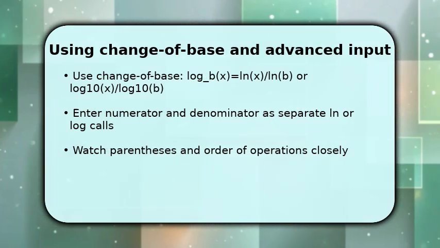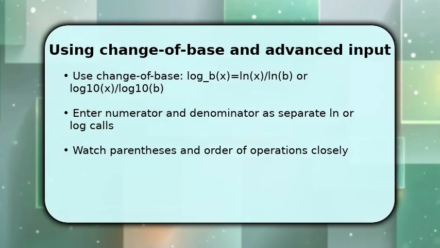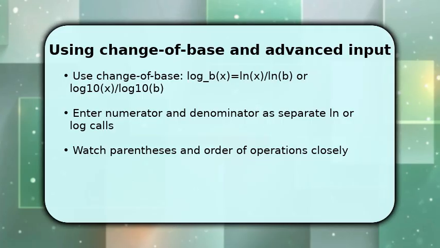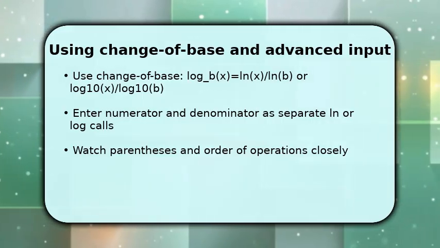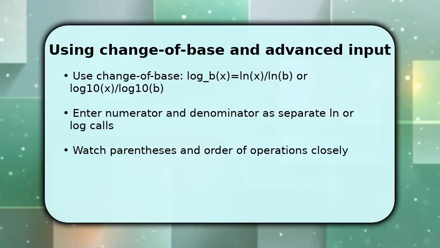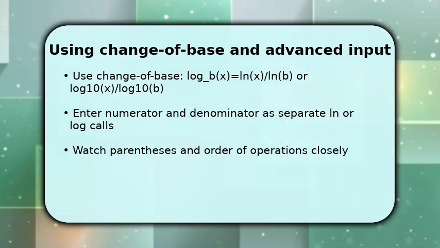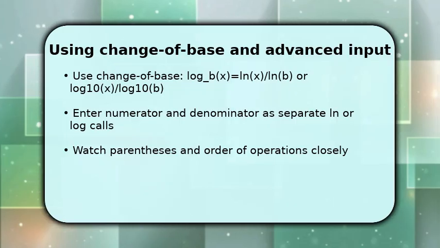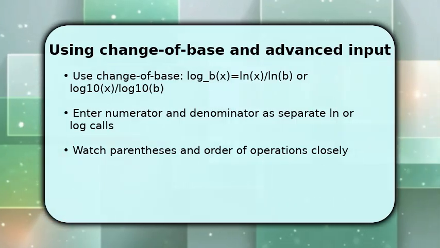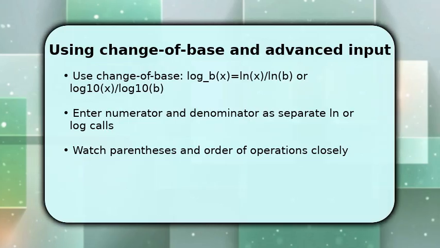If your calculator lacks a log base button, you use the change of base formula. Log base b of x equals ln x divided by ln b. You input this by typing ln x, then the divide key, then ln b, and press equals. Make sure each ln call wraps its argument with parentheses to avoid errors. For example, ln 100/ln 2.